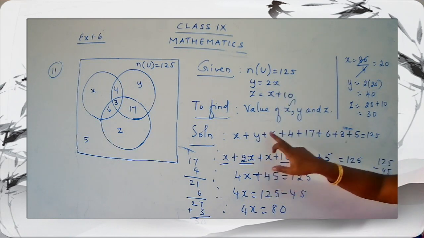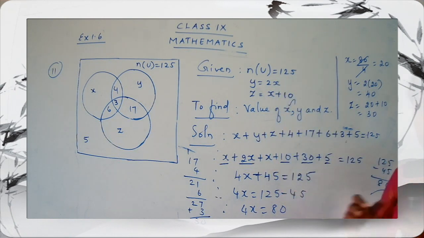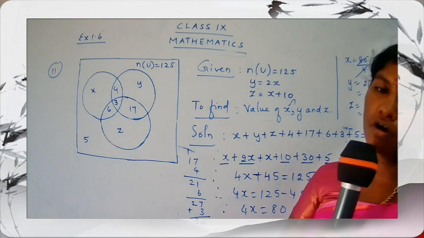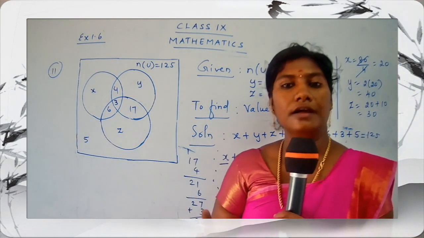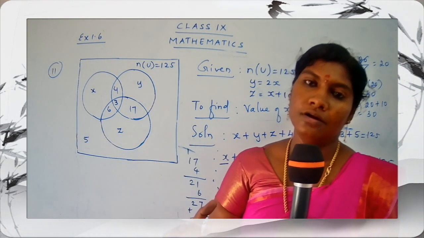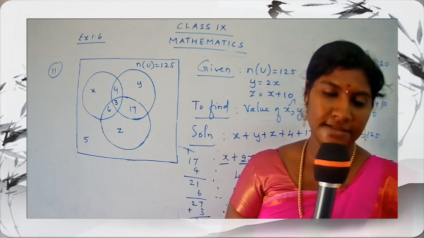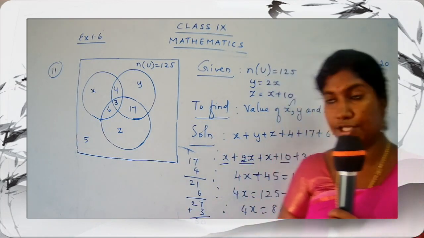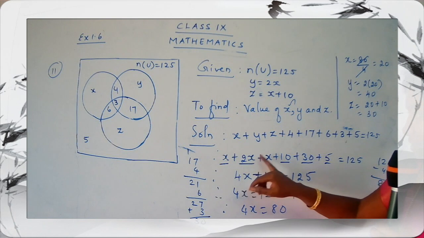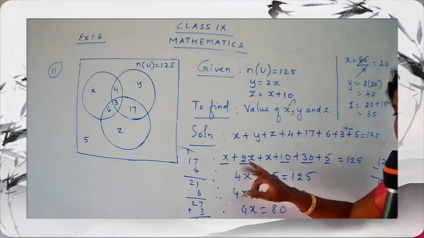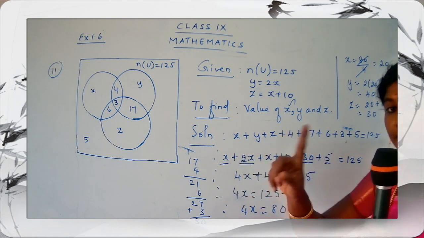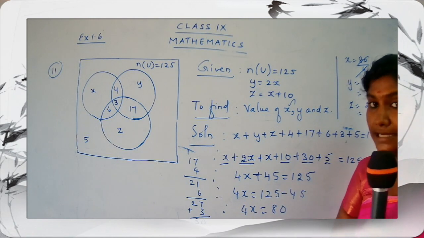So now here, children, what I have done, see, x is written as x, y I changed as 2x, z I changed as x plus 10. I have told you that when you solve a sum, you should have only one unknown. If you have a sum with one unknown, we can find the answer. Otherwise, it is not possible. Okay, children? So we have changed everything in terms of x. So we have only one variable, one unknown. So we can find the answer easily.